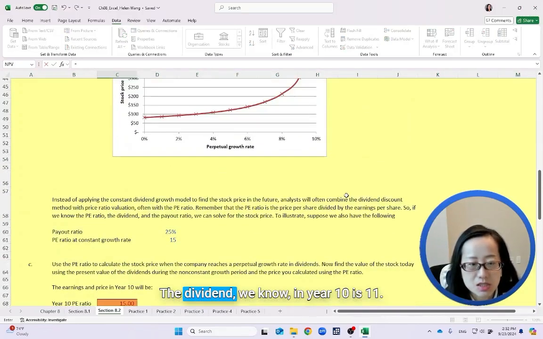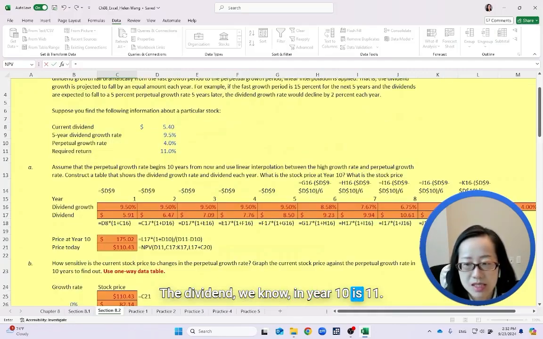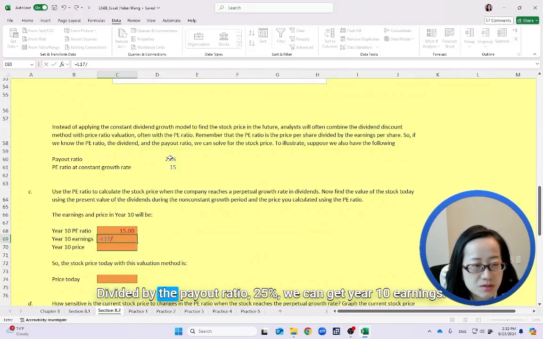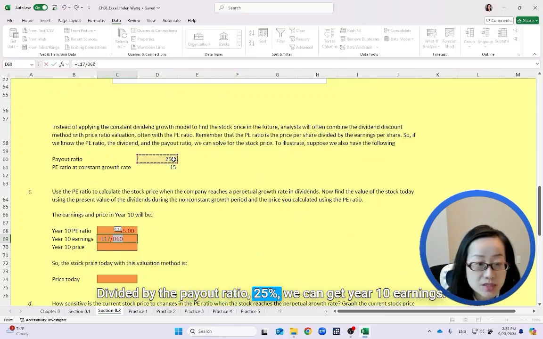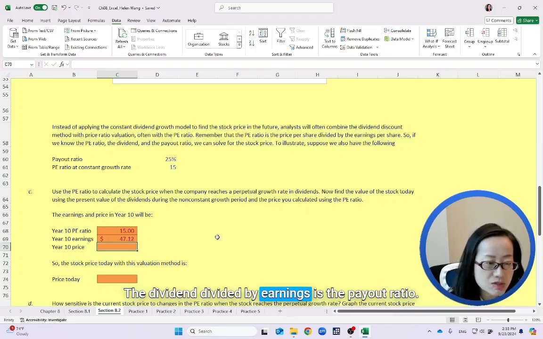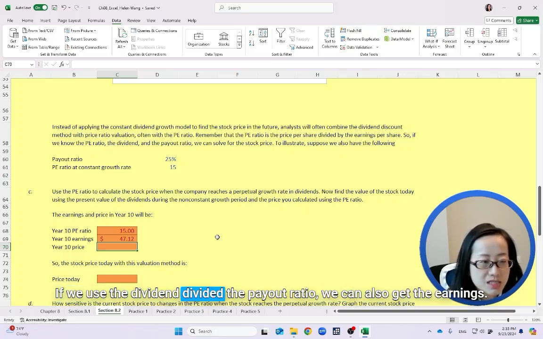The dividend we know in year 10 is 11.78. Divided by the payout ratio 25%, we can get year 10 earnings. The dividend divided by earnings is the payout ratio. If we use the dividend divided by the payout ratio, we can also get the earnings.